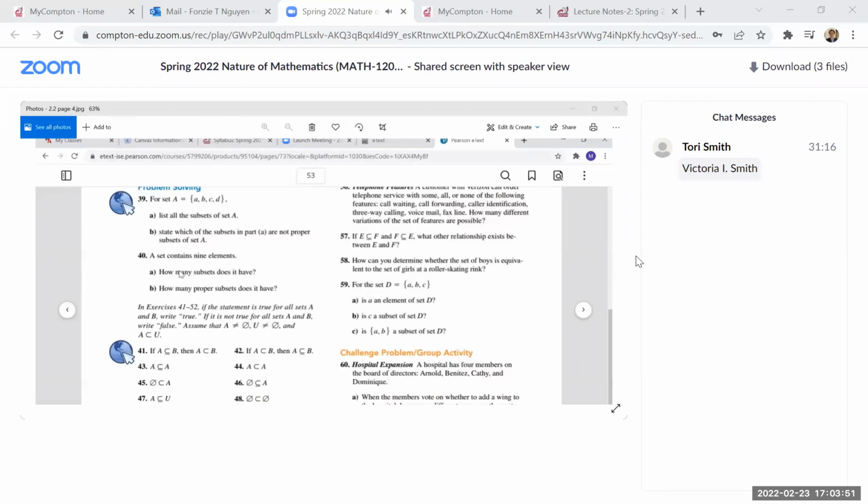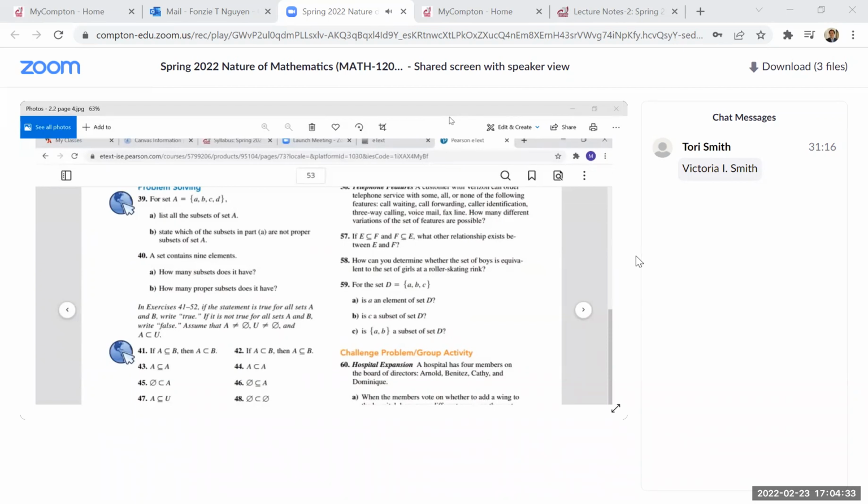So do you guys remember the formula for how many subsets there are? Yeah, 2 to the nth power, right? So 2 to the 9th power is 512. So 512 is the number of subsets. What about how many proper subsets? 511. All you have to do is subtract 1. Very good. So the answer for part A was 512, and for part B, 511.